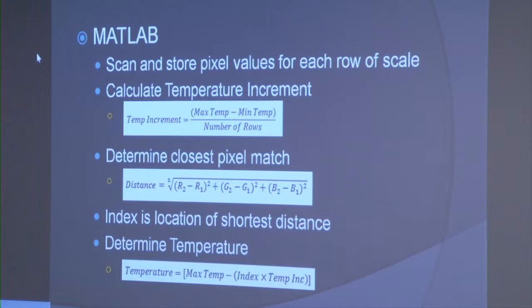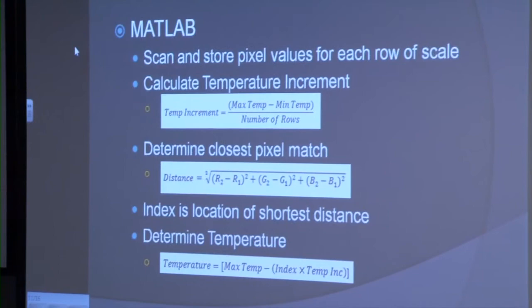To determine the temperature value of a given pixel in the image, we use the formula for the distance between two points in three dimensions. We calculate the distance between the selected pixel and the three pixel values in each row and every row of the scale. These distances are stored in a temporary array, and the shortest distance value represents the closest color match. The location of this value in the array is known as the index. With these values, we can determine the temperature of the pixel using the third and final formula on the screen, which subtracts the product of the temperature increment and index from the maximum temperature.